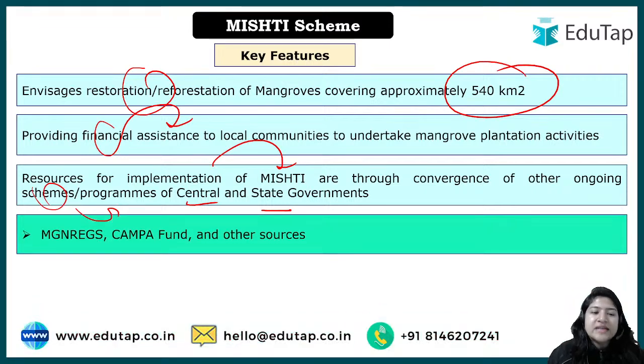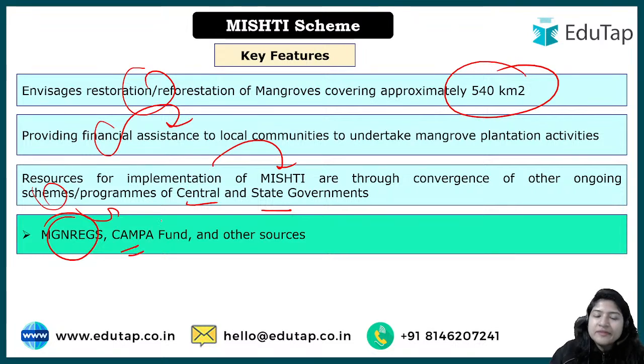For example, look at MGNREGA. The aim of MGNREGA is that employment is provided to the locals, right, and whatever development has to be done at the local level, all the construction is done by the people or the beneficiaries of MGNREGA, right? So now whatever funding is there for the construction can be utilized for buying and establishing saplings, and in this way the MGNREGA beneficiaries will get a job, and the government can also complete its aim of reforestation or afforestation.